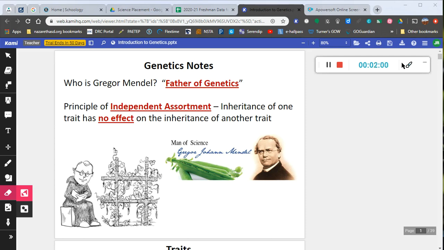Now, another thing you want to remember is this idea of independent assortment. The gizmo that you were working with on meiosis spoke a little bit about this. This has to do with the fact that alleles for the same trait separate independently from each other, and genes separate independently from one another for the most part, okay?